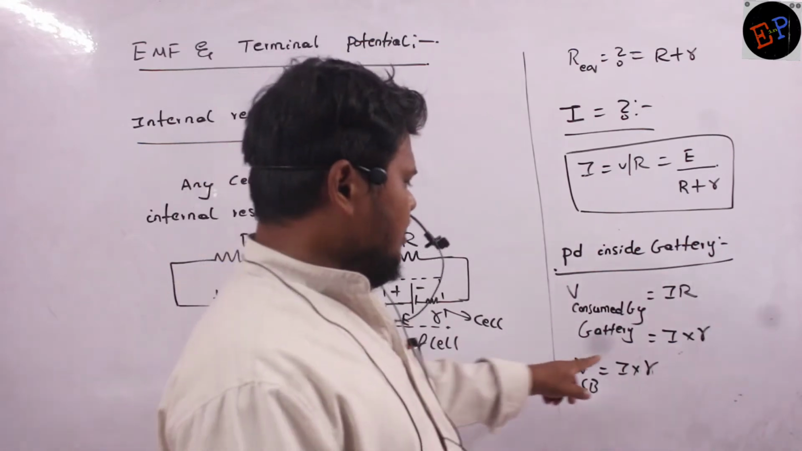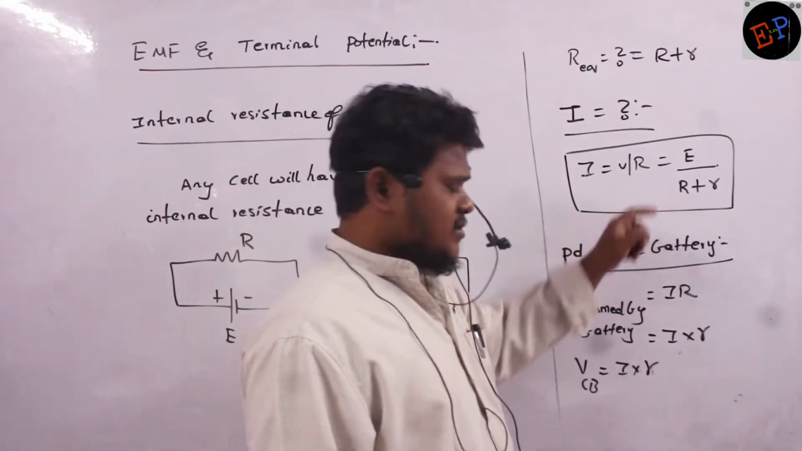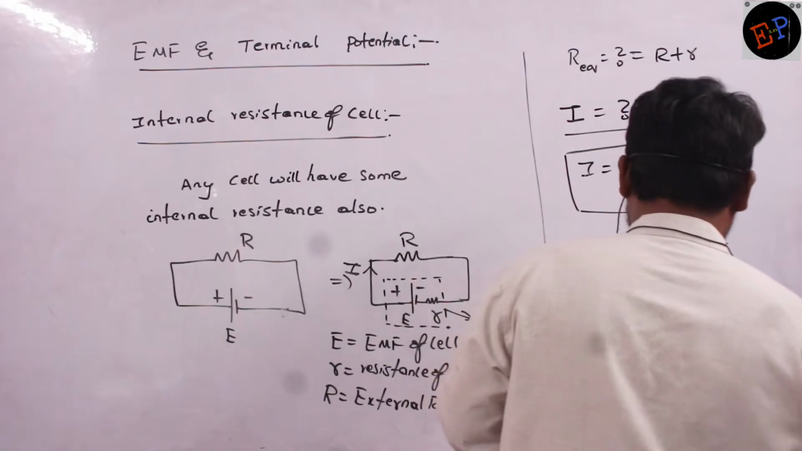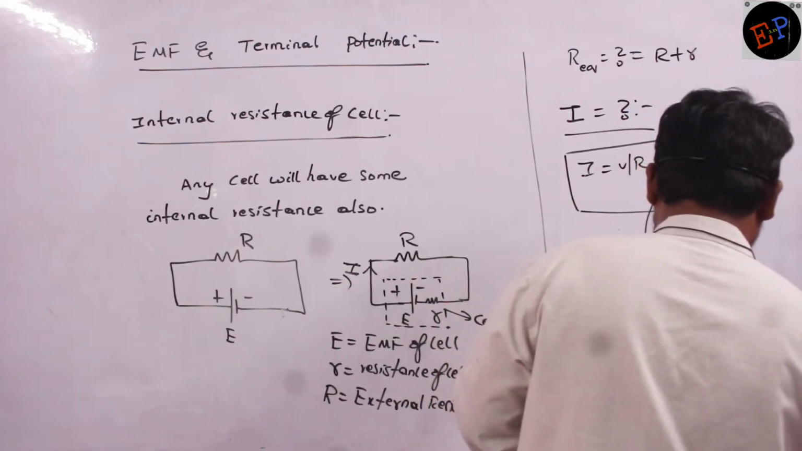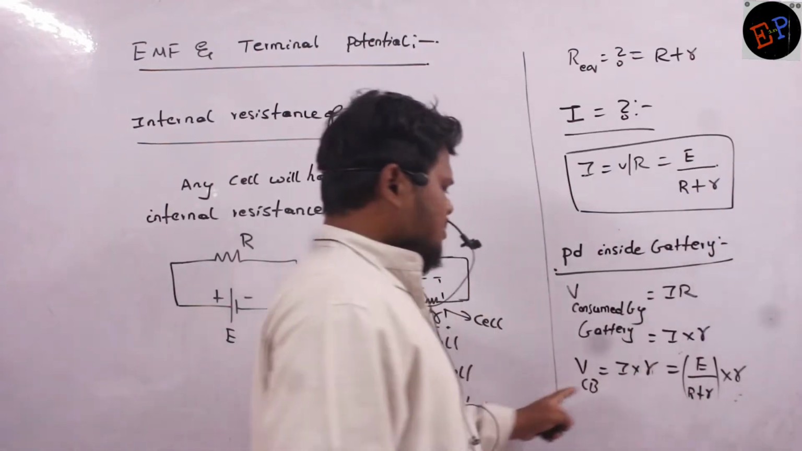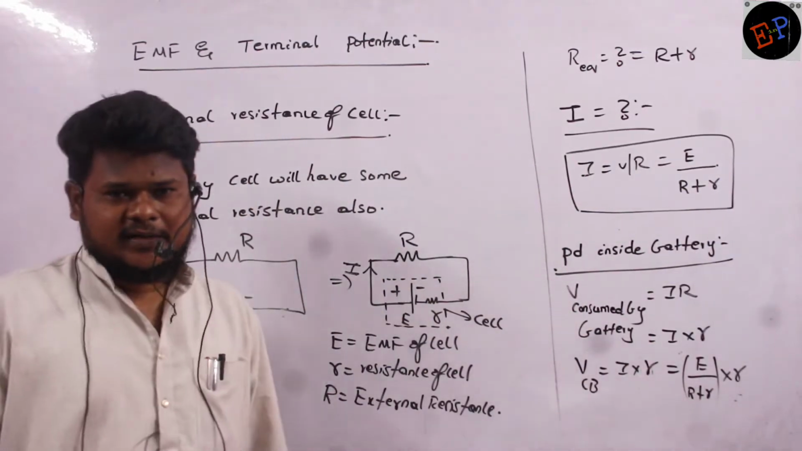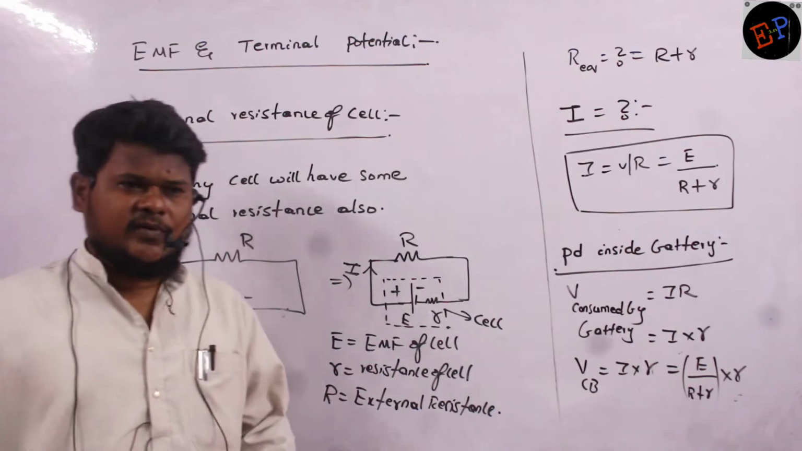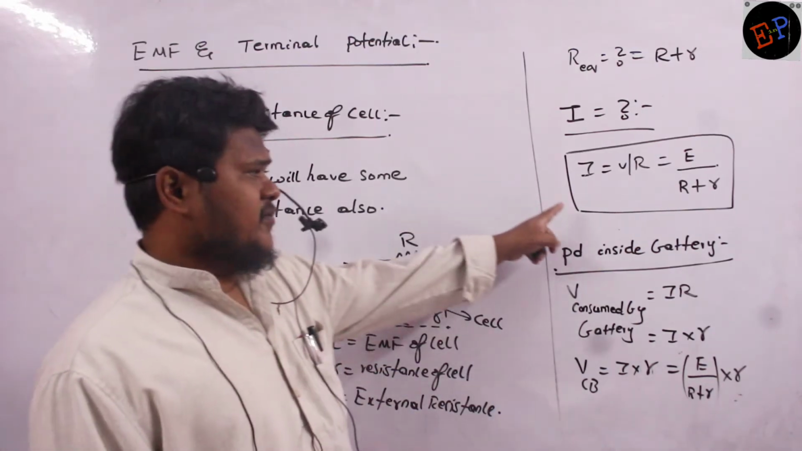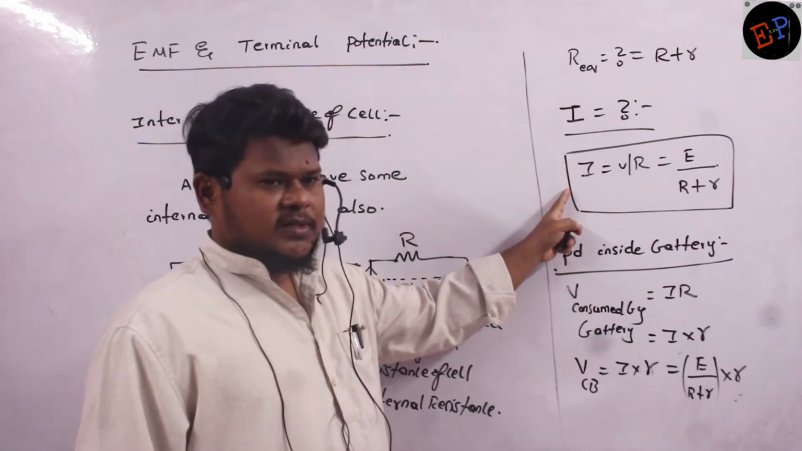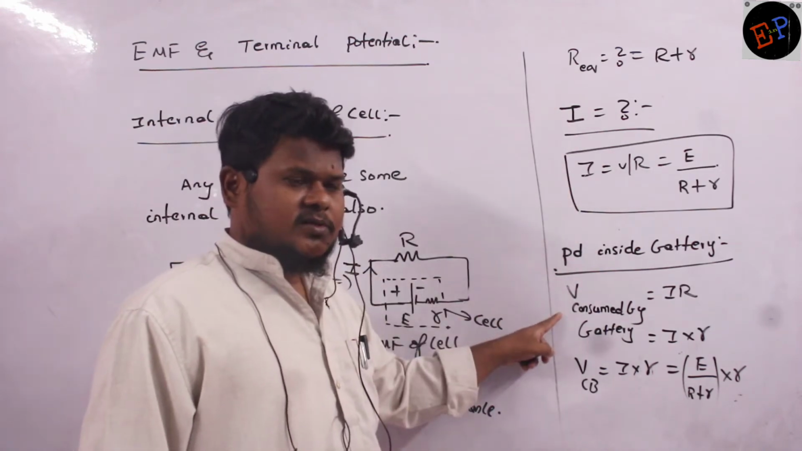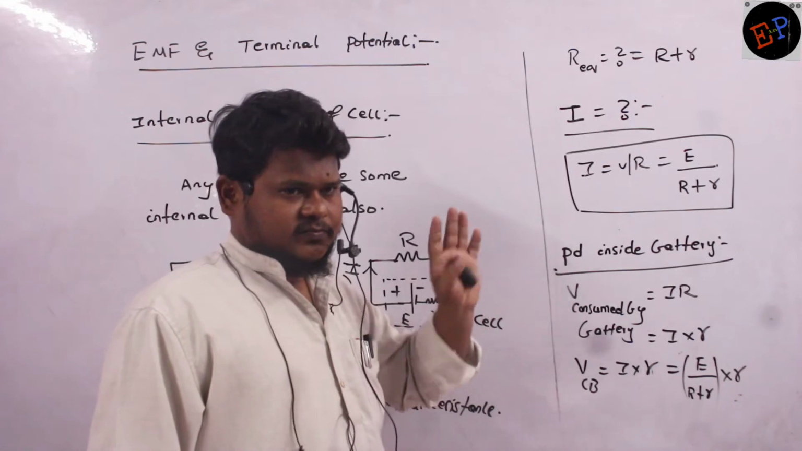Understandable, no? And I value we have already calculated. What is I value? I value is equals to E divided by R plus r multiplied by r. Okay, so this will be the potential consumed by the battery. Are you able to understand how we are proceeding? First of all, we have calculated the total resistance of the circuit, then the current produced by the circuit, then how much potential is consumed by the battery itself. Are you able to understand?